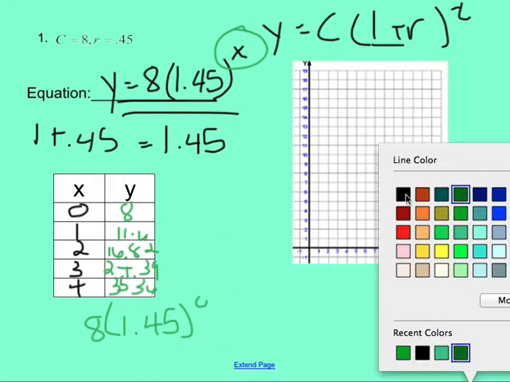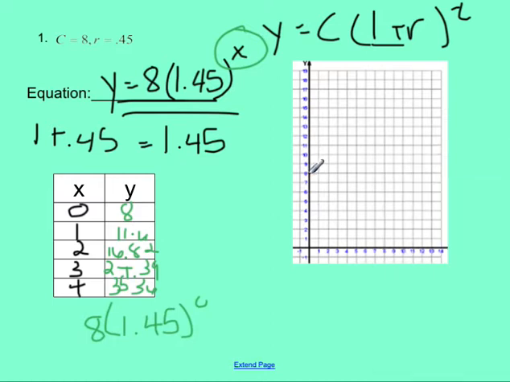So now we're going to graph each of these points. So we're going over 0, up 8. That's this point right here. And then we're going over 1 and then up 11.6. That's this point here. So we're going to go just over halfway, which is about here. And then we're going over 2, up 16.82. So that's almost to 17 right there.